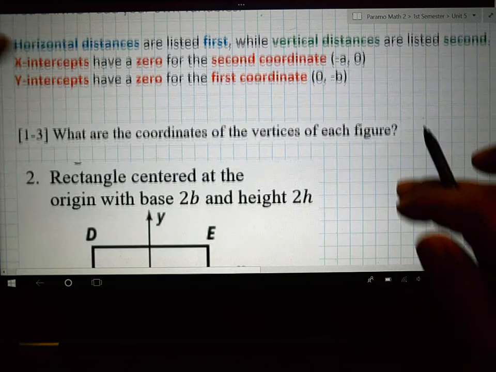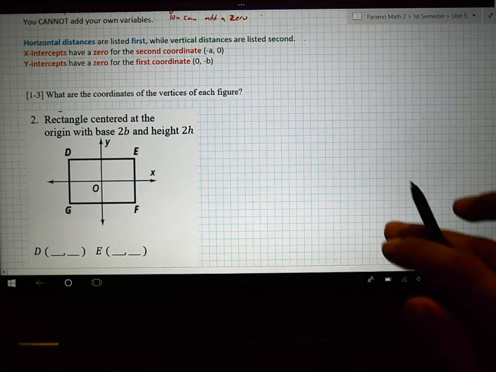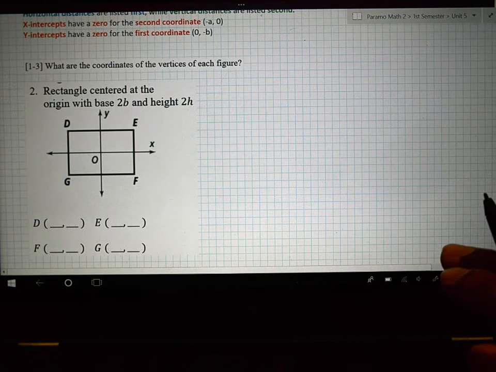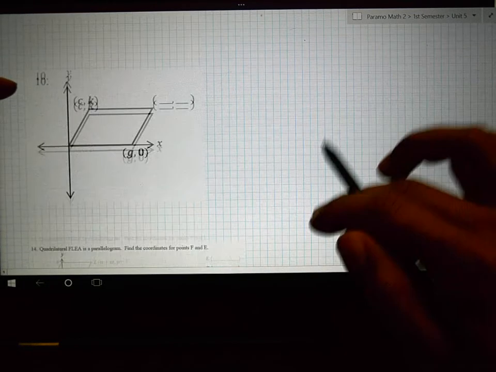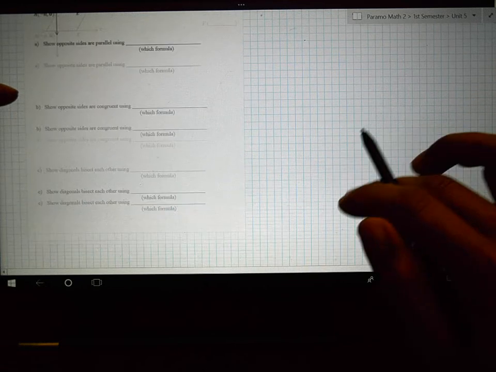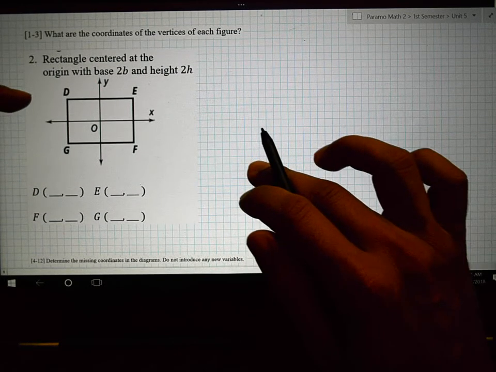So let's do some examples. I actually have several examples picked out. I should have passed that worksheet out to you. You guys have it already, yes? Okay. So I have picked out 2, 5, 10, and 14. Let's look at number 2 together.